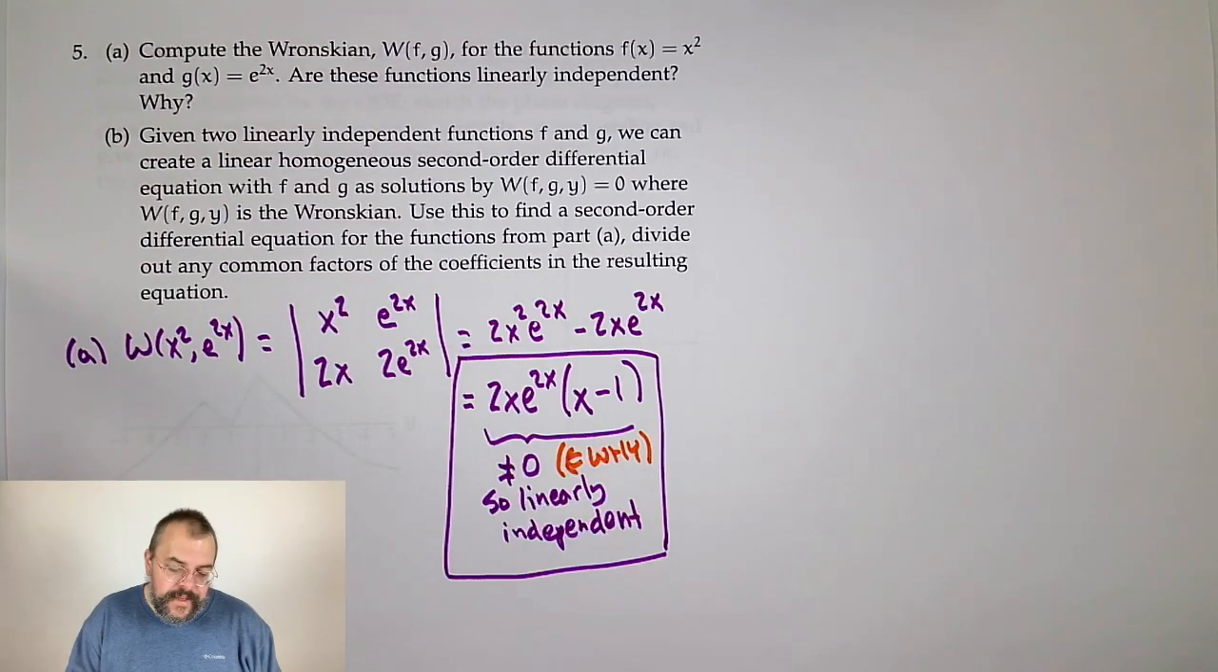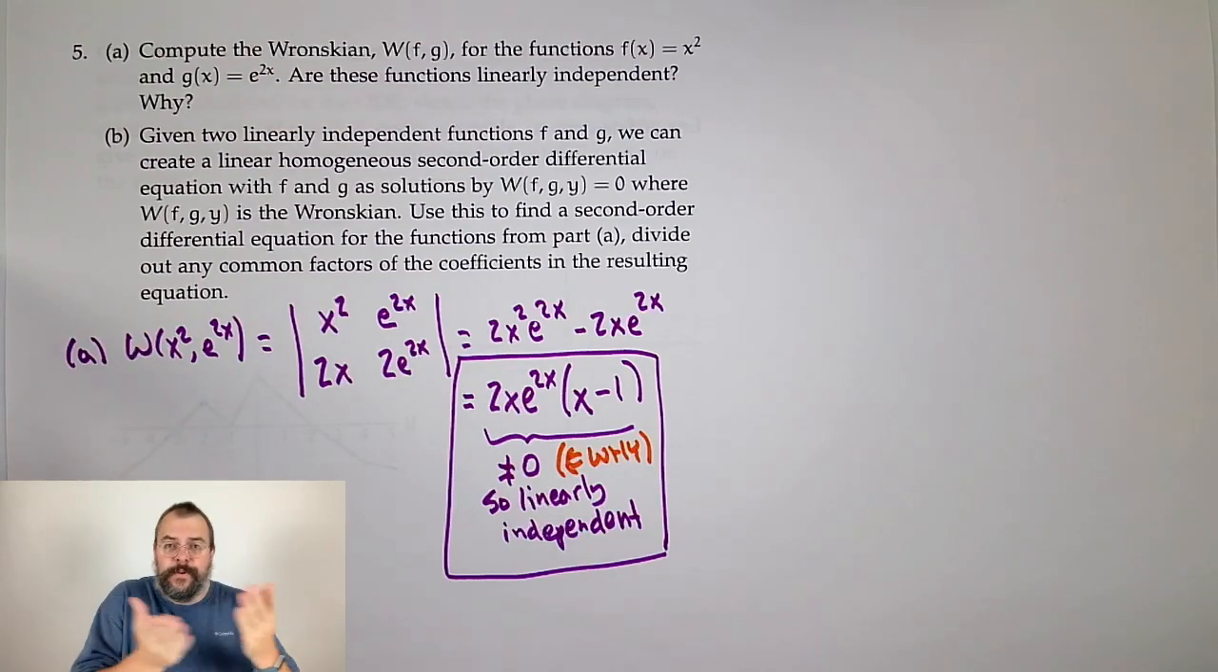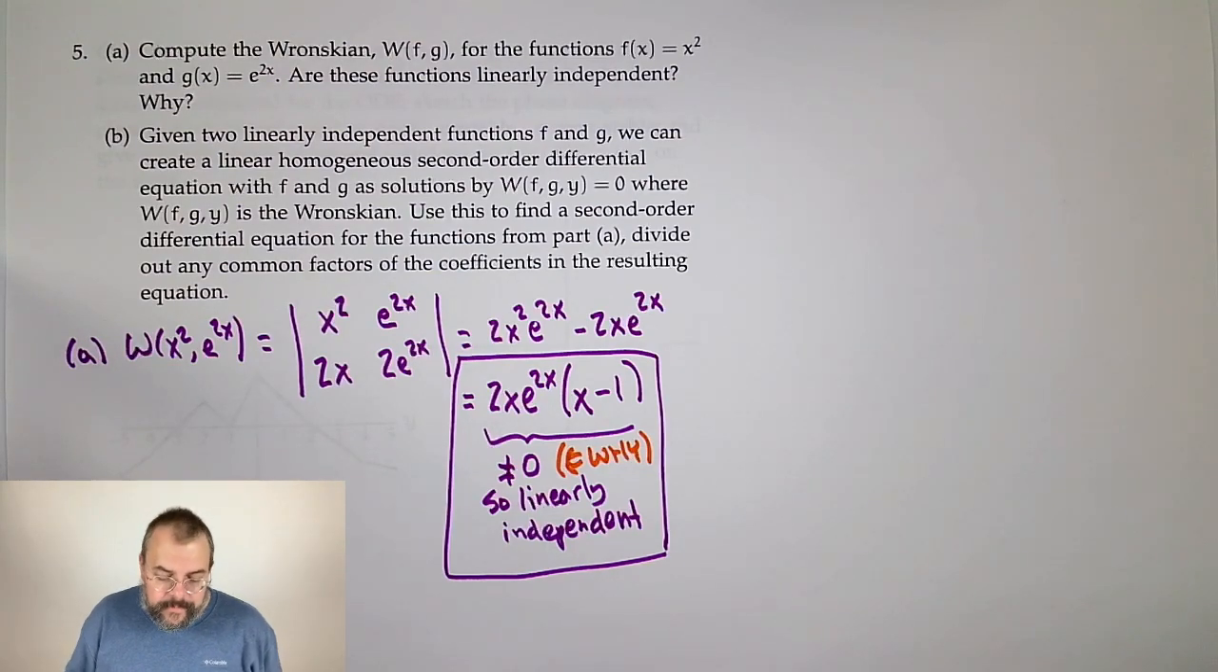Part B. It says, given two linearly independent functions, f and g, we can create a linear homogeneous second-order differential equation with f and g as solutions. So this is how we can construct differential equations. Sometimes we have a differential equation and ask what the answers are. Now we're saying, here are the answers. How would we find a differential equation that fits them? And it says, this is how you do it.